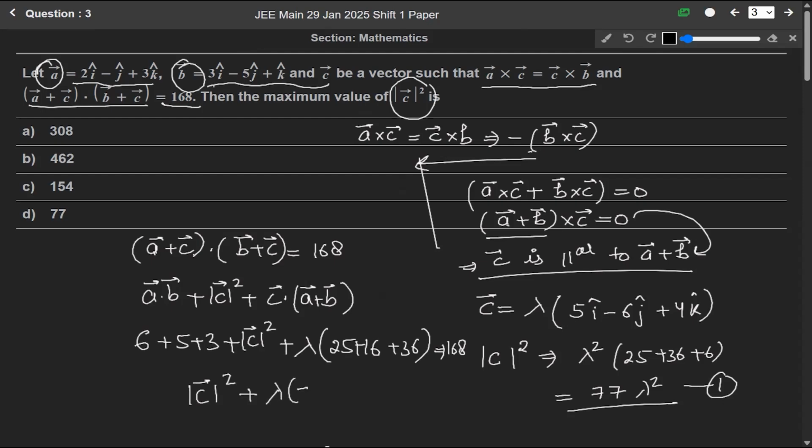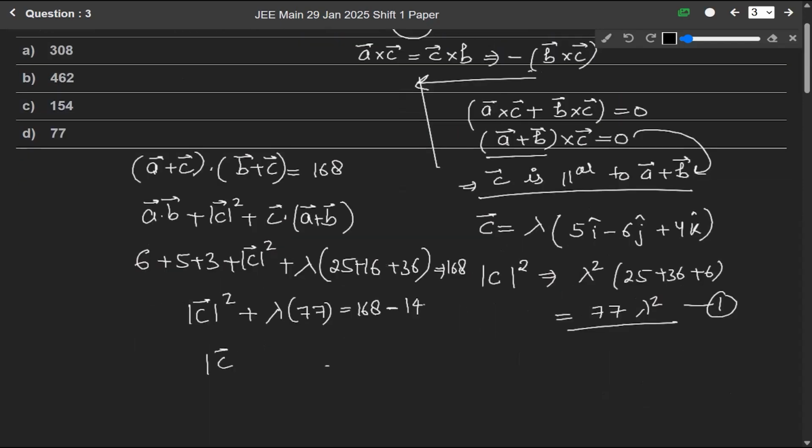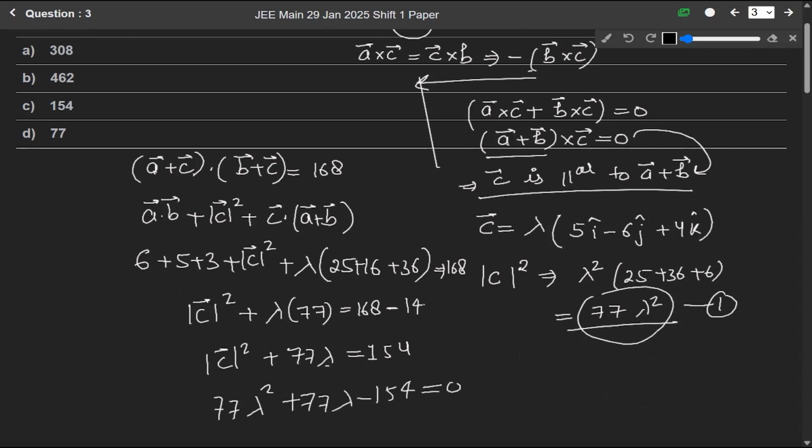plus lambda. This is 77. This will be 168 minus (6 plus 5 is 11, plus 3 is 14). So we get modulus of C square plus 77 lambda equals 154. And modulus of C square is 77 lambda square. So it will be 77 lambda square plus 77 lambda minus 154 equals 0.